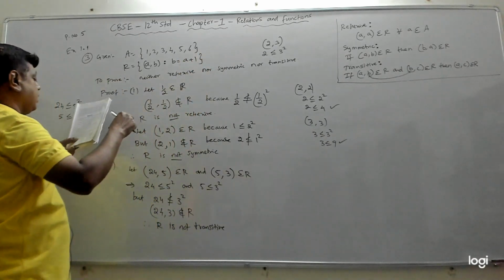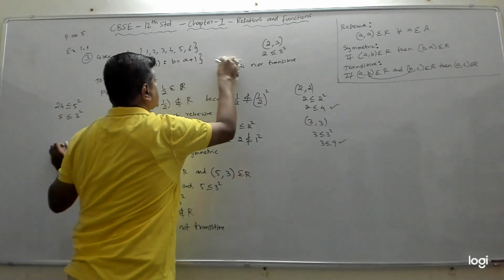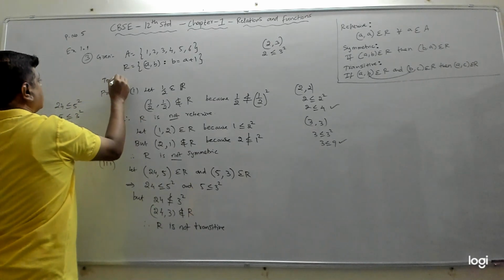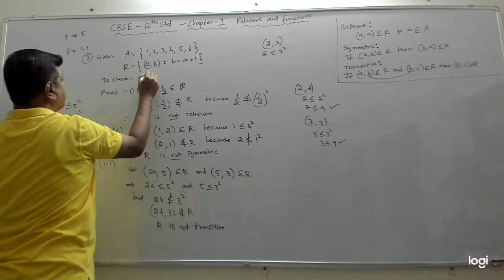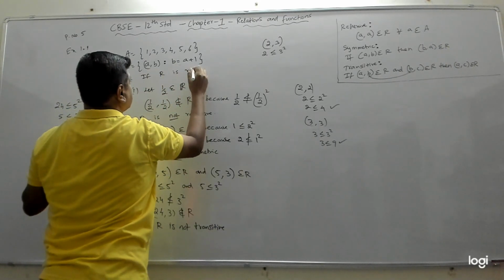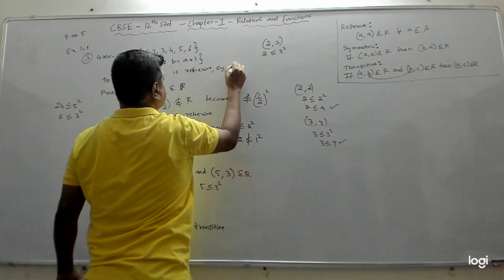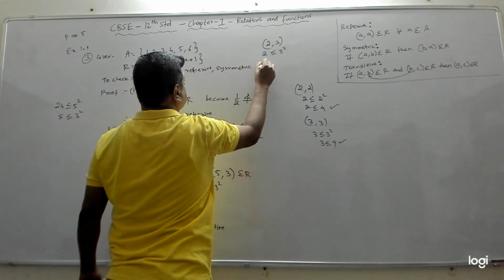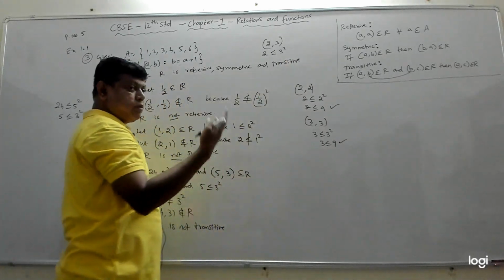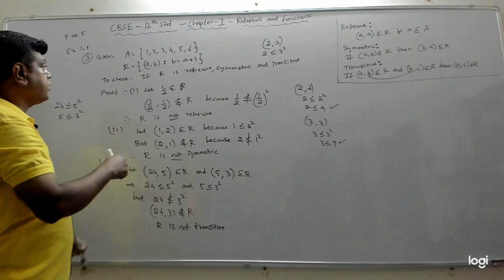Now we should check whether it is reflexive, symmetric. They are not saying it is not reflexive, not symmetric. We have to check whether it is reflexive, symmetric and transitive. So to check if R is reflexive, symmetric and transitive, we don't know whether it may be reflexive or not reflexive, symmetric or not symmetric, transitive or not transitive. We have to check this, right?